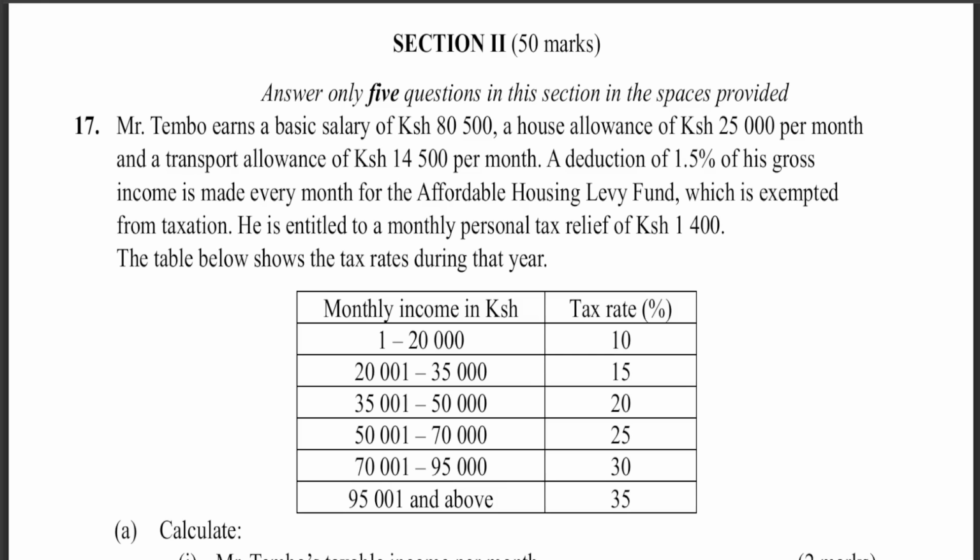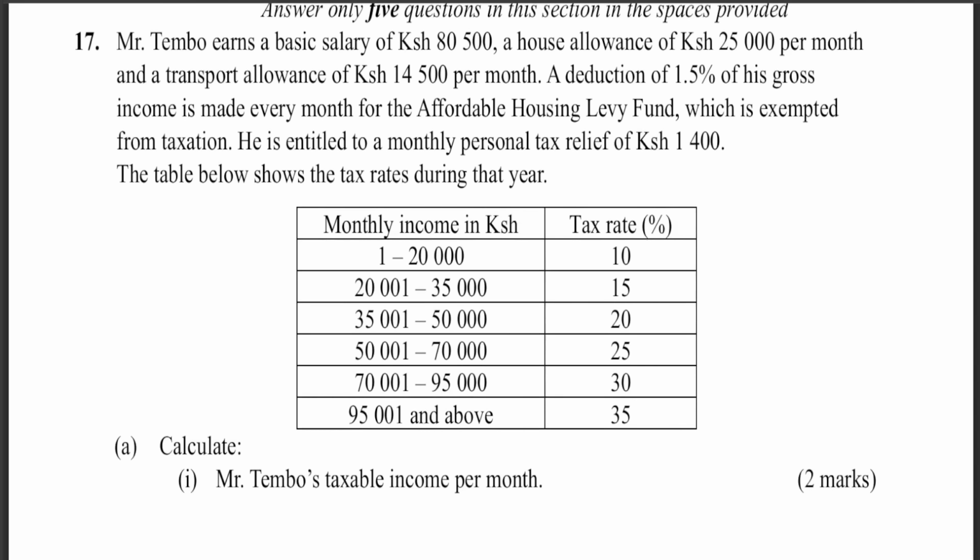So the last question says, Mr. Tembo earns a basic salary of 80,500, a house allowance of 25,000 shillings per month, and a transport allowance of 14,500 per month. A deduction of 1.5% of his gross income is made every month for the Affordable Housing Levy Fund, which is exempted from taxation. He is also entitled to a monthly personal tax relief of 1,400 shillings. The table below shows the tax rates during that year. So we have that table with us, 1 to 20,000, 10%, and the others as you see there.